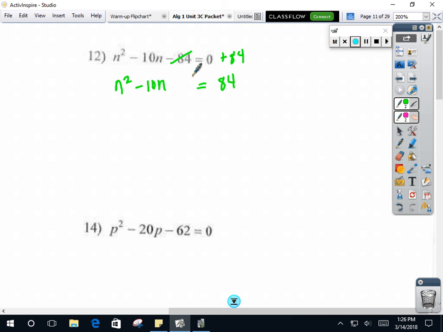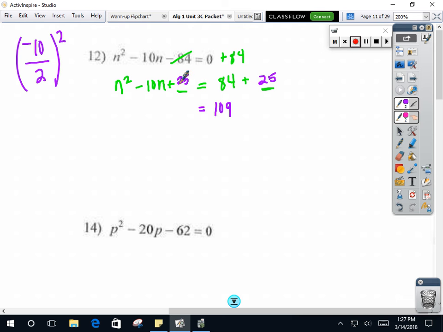And the reason I left so much space is because I'm about to add in a number on each side. And where does that number come from? The b, which is negative 10, divided by 2, squared. That'll become a negative 5 squared, which is a 25. Now on the right side, I just add those two numbers together and I get what? 109.